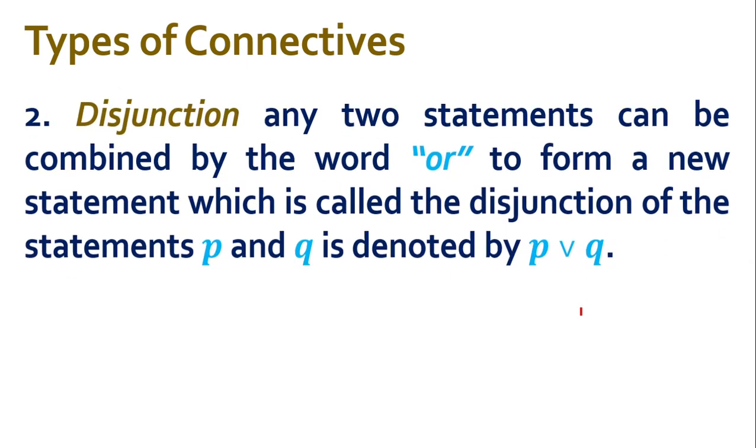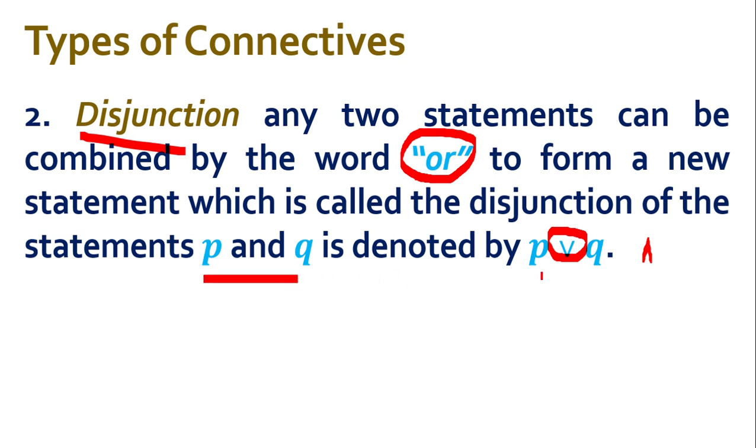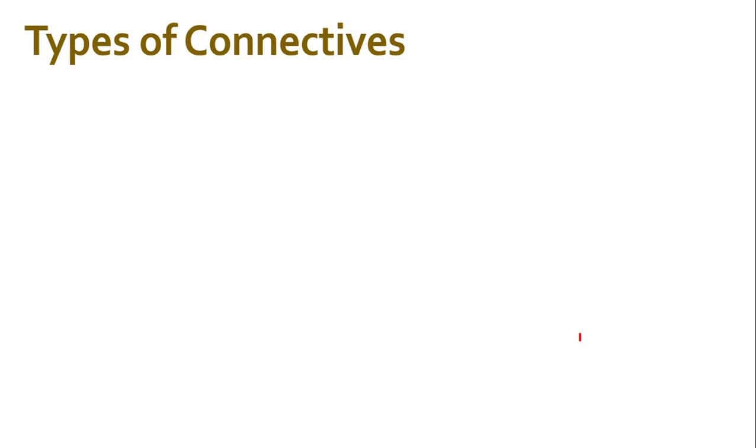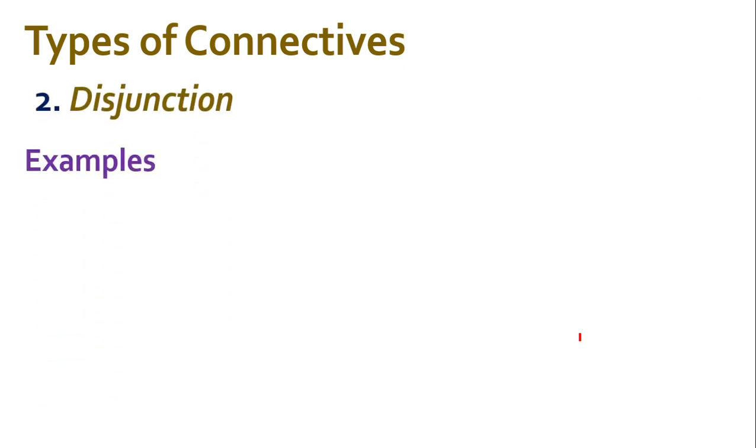Next, the second type is disjunction. Any two statements can be combined by the word "or". Kung kanina nakababa, ngayon naka-open pataas, yung V natin na yan. To form a new statement which is called the disjunction of P and Q, it is denoted by P or Q. Di ba? So, we have examples.